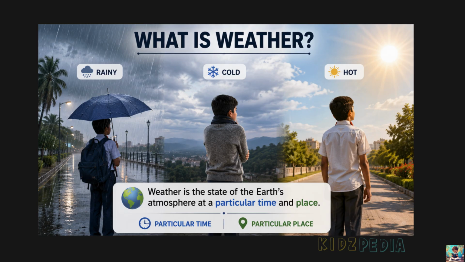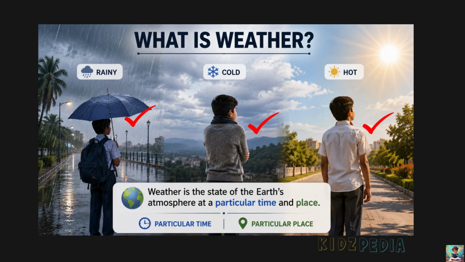If it's cold, we wear a sweater. If it's raining, we carry an umbrella. If it's hot, we wear light cotton clothes. Why do we change our clothes? Because the weather keeps changing and our body senses these changes.